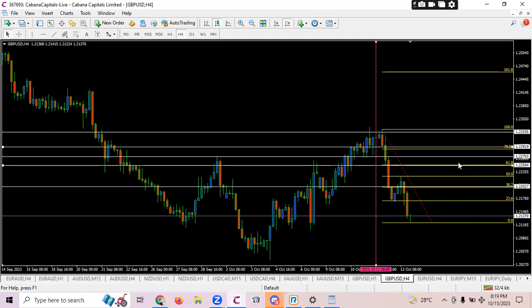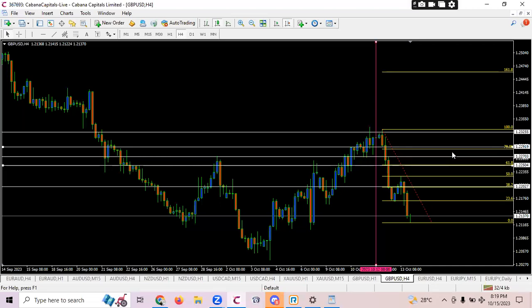So if we have a good bearish reversal candlestick around this zone, we could decide to sell. Or if we don't have a good bearish reversal candlestick here, we can wait for price to pull back into this zone before we consider selling. That is my take on GBP USD.